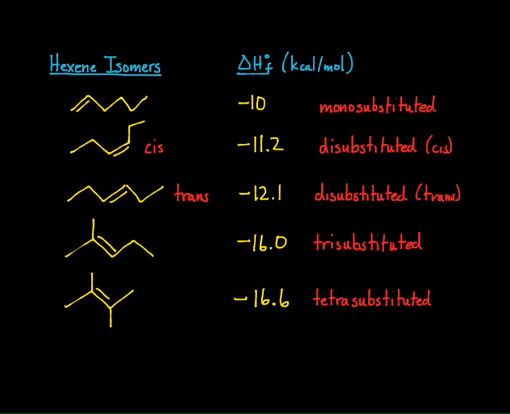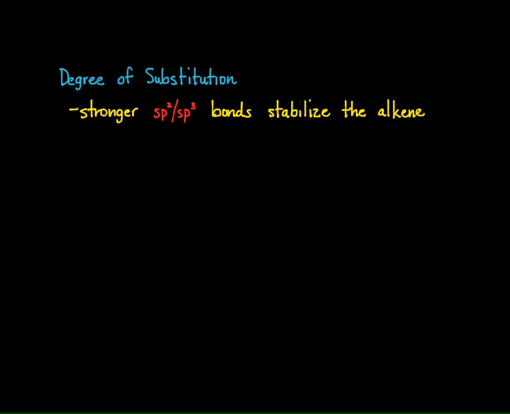And so we see a trend. The more substituted, the more stable. And cis is less stable than trans. And so what you need to remember is 2 things. The first is what we call the degree of substitution. So the higher the degree of substitution, the more stable. And the reason for this is that we have stronger sp2-sp3 sigma bonds that stabilize the alkene. Notice the fewer hydrogen 1s to sp2 bonds that you have, the more stable the structure becomes.